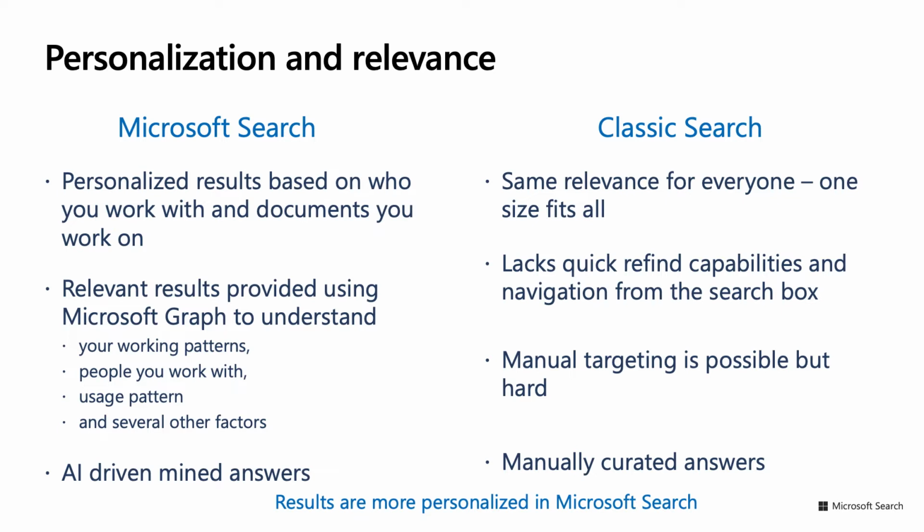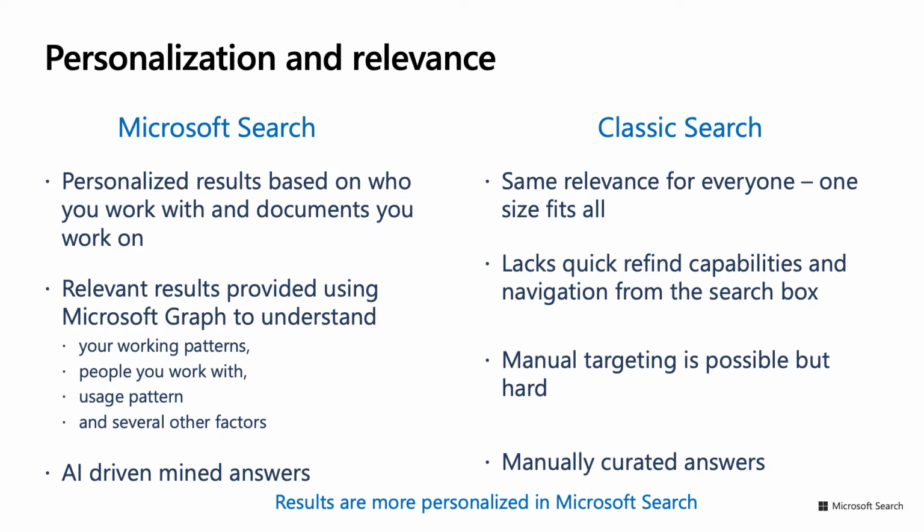Lastly, you also have answers. Now, answers are a quick way of finding information, which again makes things much more actionable for you. We also have AI-driven answers. So essentially, answers are mined out of the information which is present in your organization. So this is Microsoft Search.